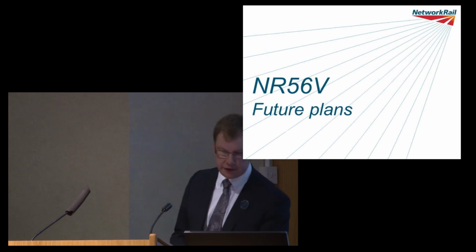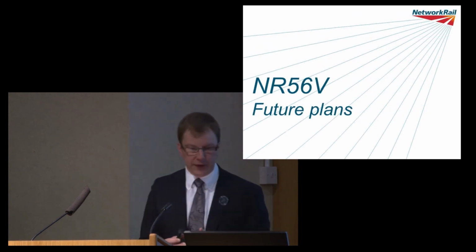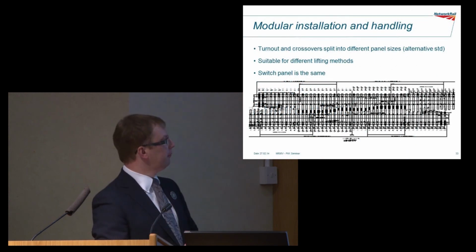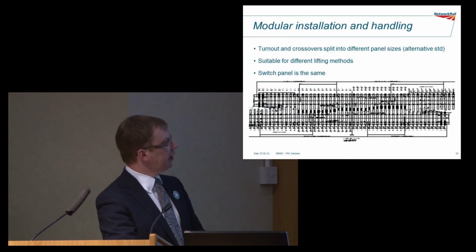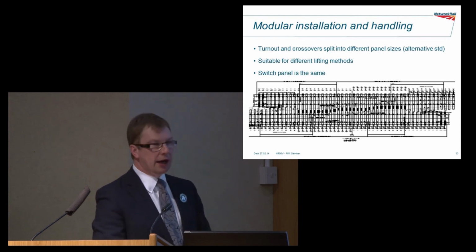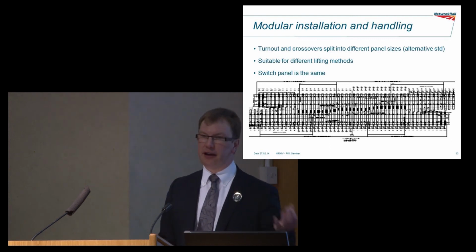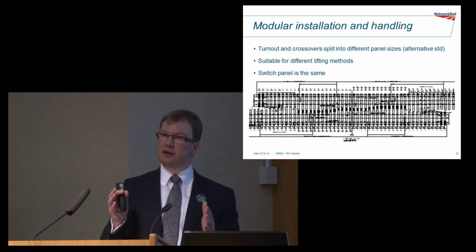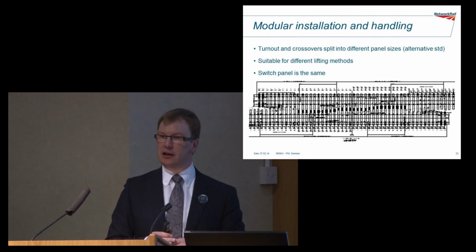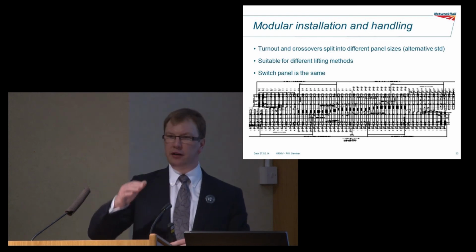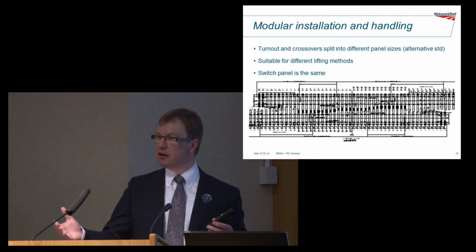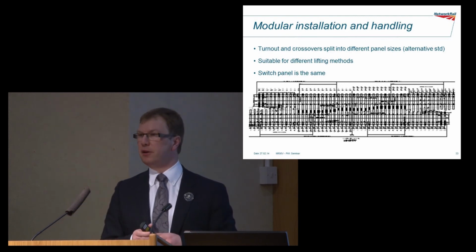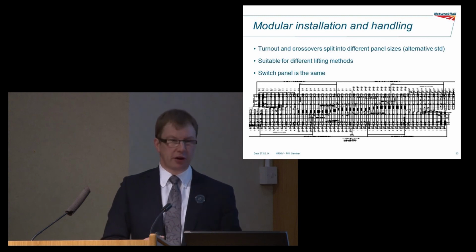So future plans. Again, some of the feedback we've had from the routes. This is a not very clear extract from an REPW drawing, but the point I was trying to make is this is how we divide up the panels. Now, we've got a standard method, standard panel size and everything else, but not all railways are the same. And sometimes if you've got a different Kirov crane, or if you're trying to lift under overhead wires, you can't lift a panel as big. So some people, some projects, some routes prefer the panels to be split up in a slightly different way. So that's something we're going to look at.